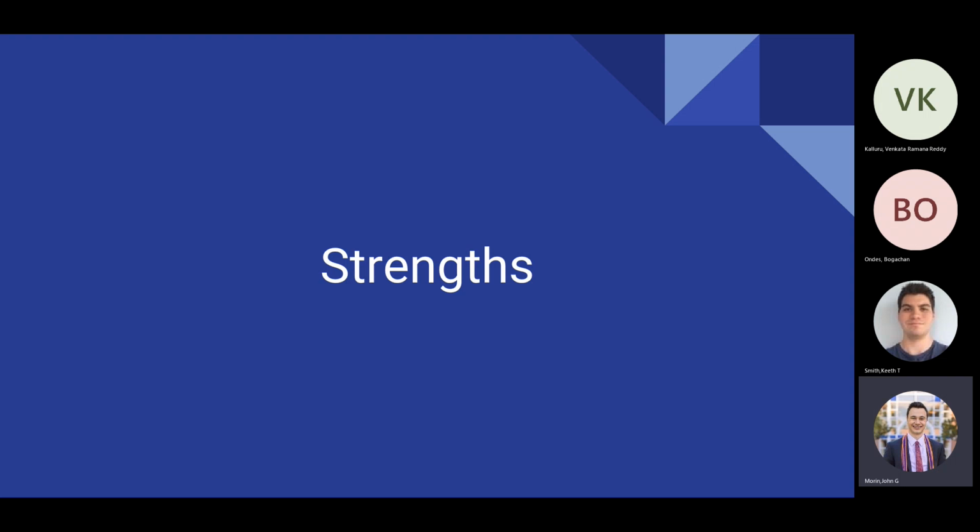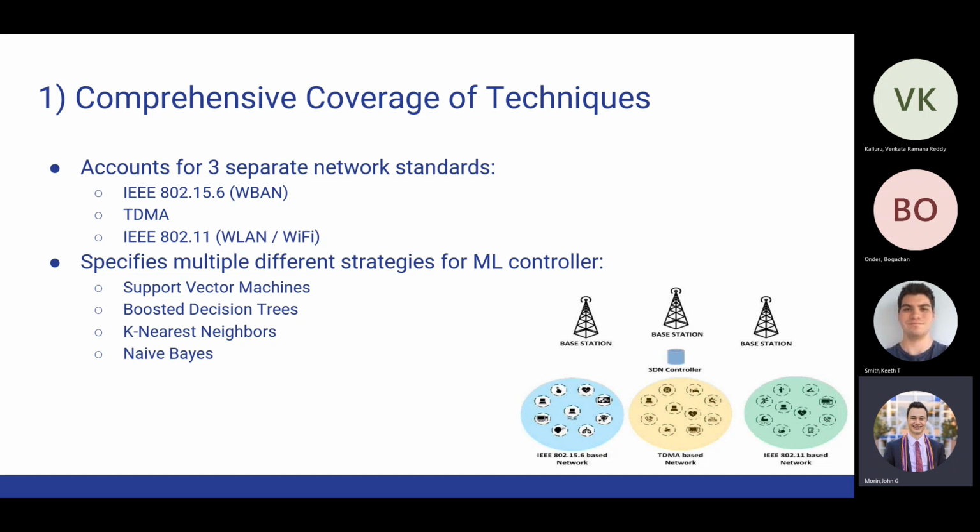So now we're going to talk about the strengths that we observed throughout this paper. So the first strength that I think was very valuable with this paper was it provided a very comprehensive view of a lot of different techniques that are currently in the industry, and it also accounted for all of these techniques. So for example, with the network standards, we have 3 different network standards. So we have WBAN, TDMA, and then Wi-Fi or WLAN. And so for each one of these, the model creates a way of interacting with it.